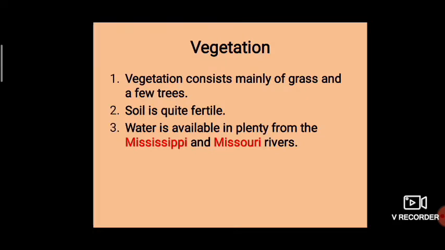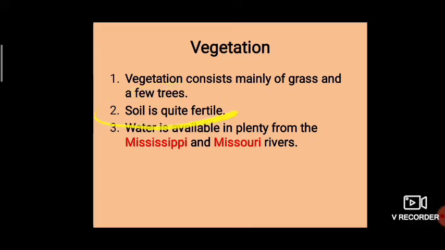Okay, next topic is your vegetation. What kind of vegetation is there in temperate grassland, in prairies? Vegetation consists mainly of grass and few trees. I told you that in prairies the land is either flat or hilly and it is covered with tall grasses for miles and miles, and hardly any trees are found. Very few trees are found, and the soil is very fertile.